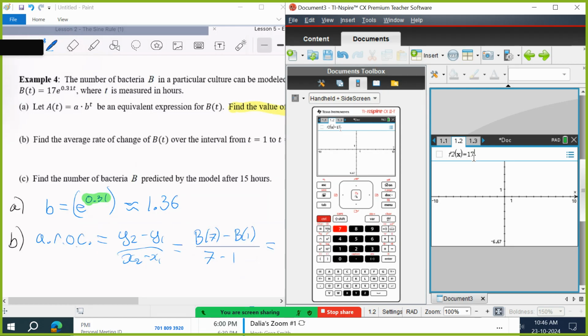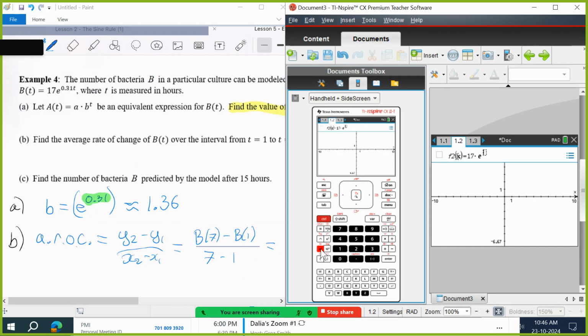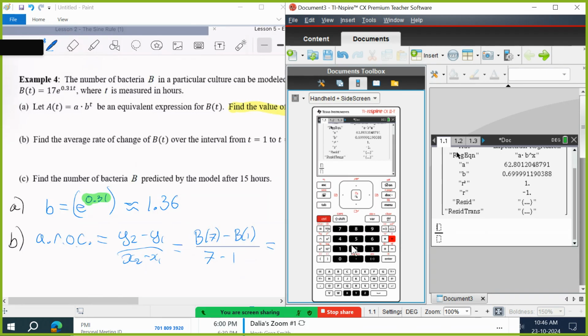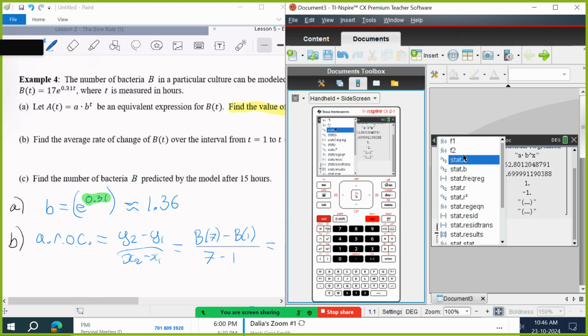I do 17 times, and then I press e to the 0.31x. I transpose t for x, get my function there. So then I press Control to the left and move back to this page. What I want is Control divide, I get a quotient, and I'm just going to type this in. So b is now f2.